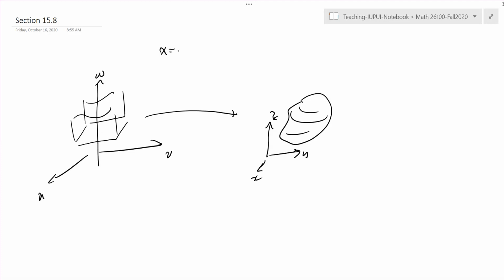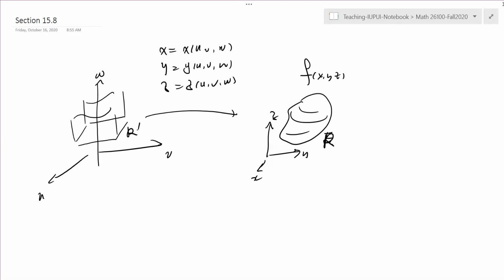So x depends on u, v, w, and y depends on u, v, w. Here z also depends on u, v, w. If you have a function of x, y, z on a region called R, and here's R prime, then on the left-hand side and on the right-hand side you have a triple integral. In the one-dimensional case, we call this substitution. This is just a transform from one region to another region.